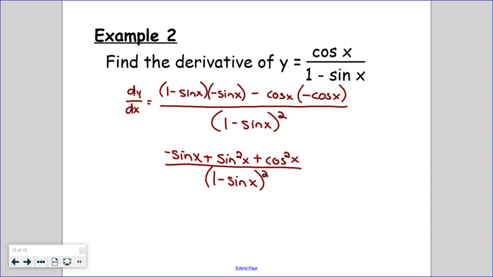Okay. And this is what I was talking about at the beginning, sometimes we'll see a Pythagorean identity show up right here. There's a Pythagorean identity, cosine squared plus sine squared. That equals 1. Right? So our numerator is negative sine x plus 1, or 1 minus sine x.